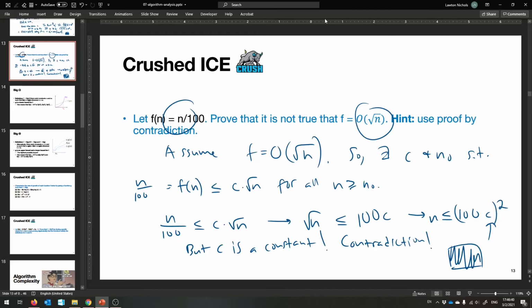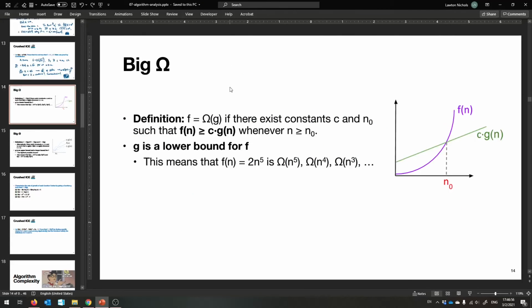And it makes sense, I think. This is linear, so n to the 1, and this is n to the 1/2, which is smaller than n to the 1. It can't be an upper bound. Okay? It is a lower bound, though. And what do you know? We have notation for that, too.